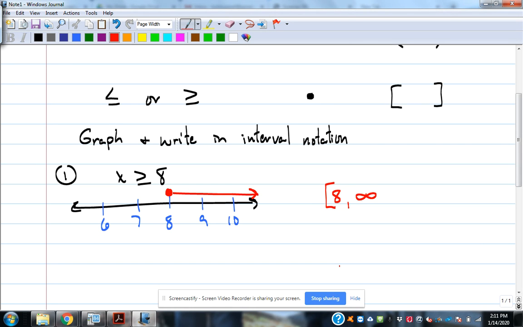But on infinity, can you ever get to infinity? Despite what Buzz Lightyear says, there is no beyond infinity. You never even get there, okay? So it's just a parenthesis there because you can never get there. You can never put a bracket on infinity because once you think you're there, you just add 1 and you're not there anymore. So infinity always has parentheses.